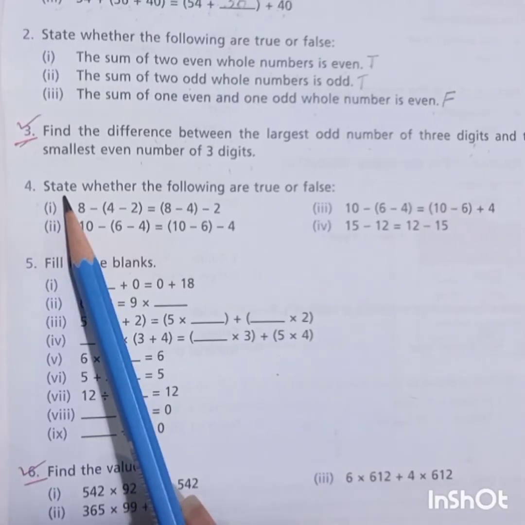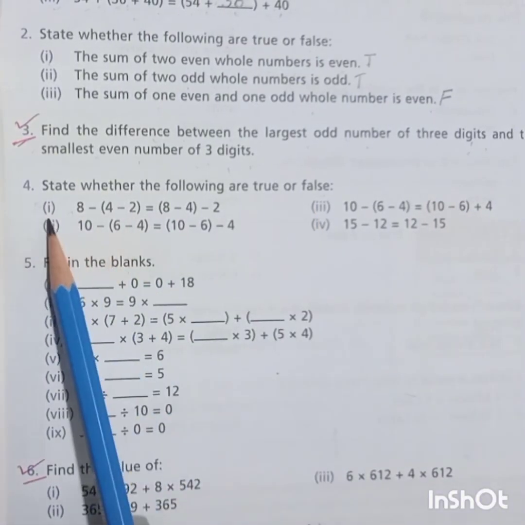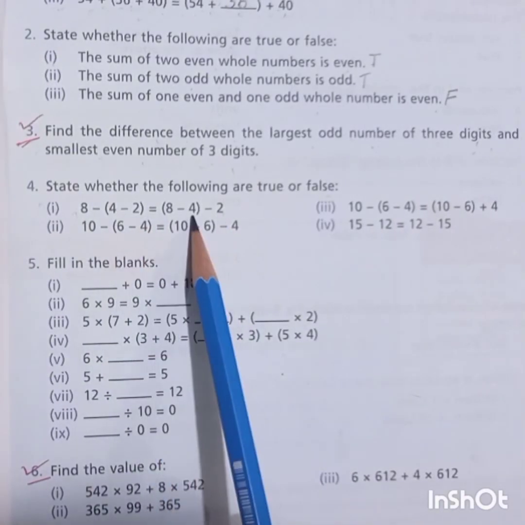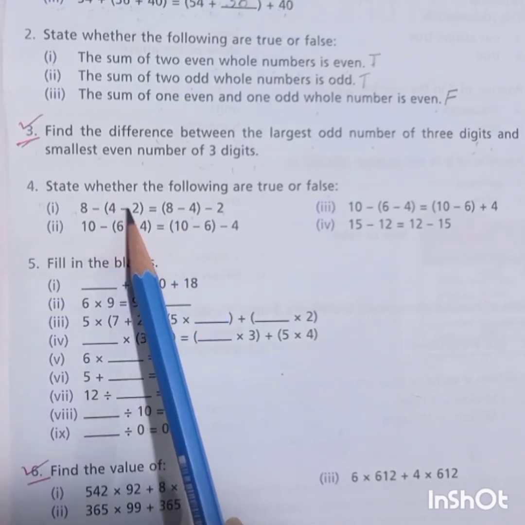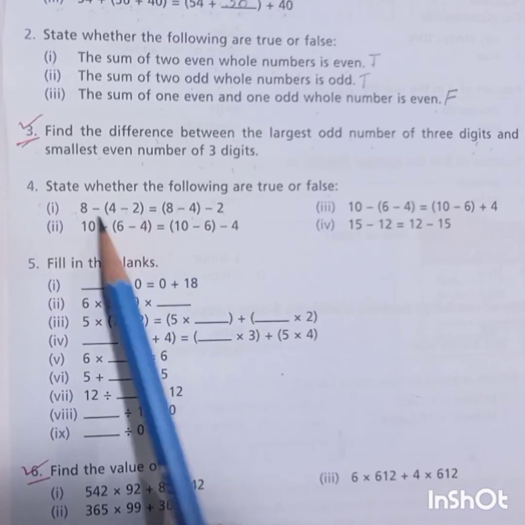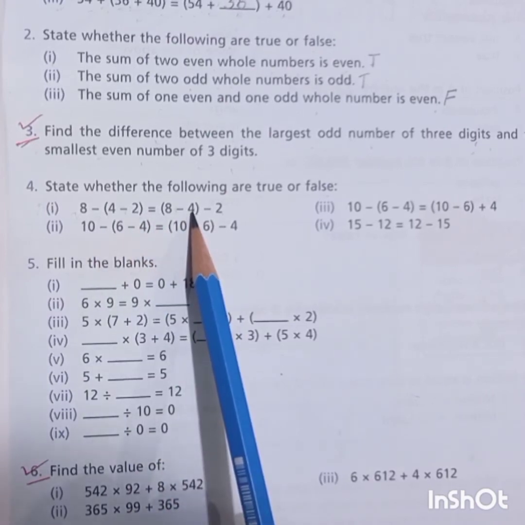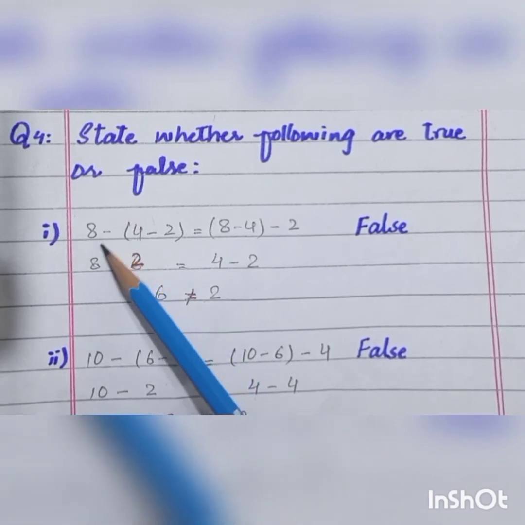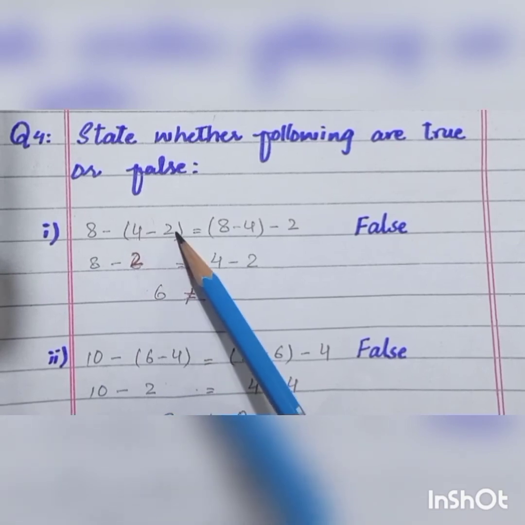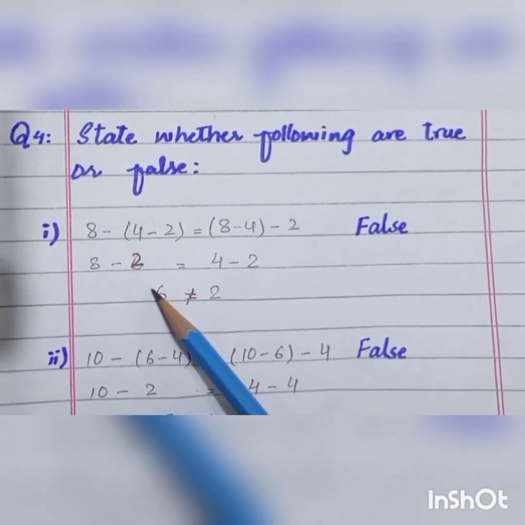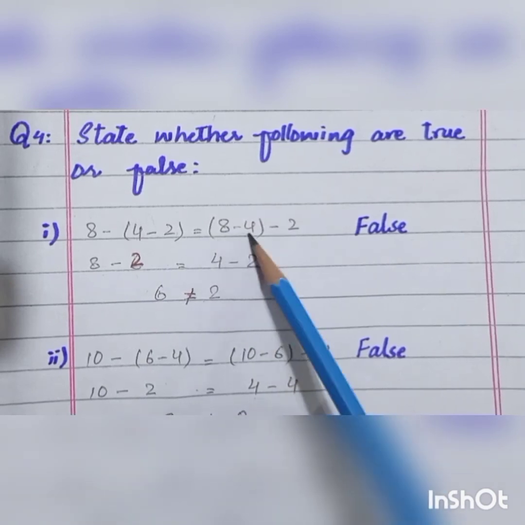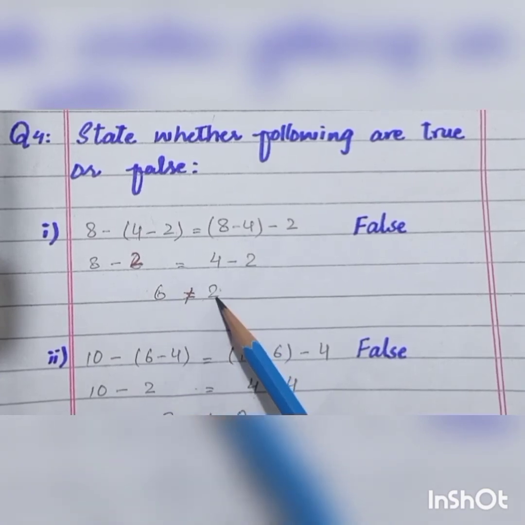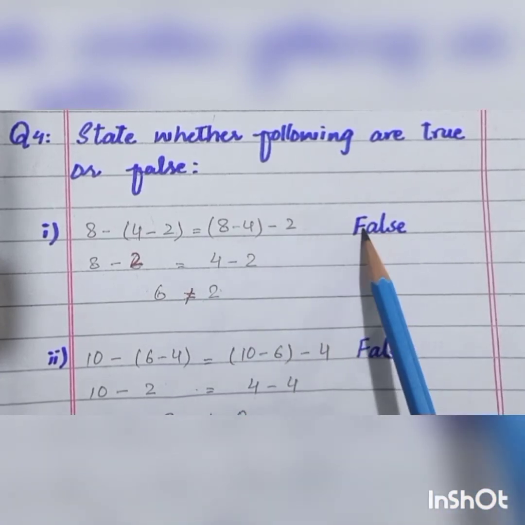Now move towards question number 4, that is, state whether the following are true or false. Part number 1 is 8 minus (4 minus 2) is equal to (8 minus 4) minus 2. Their brackets are changed and the elements in the brackets are also changed because the grouping on the left hand side and right hand side is changed. So let's solve, and then we will clearly understand whether the statement is true or false. Students, we can see here 8 minus (4 minus 2), the result is 2, and then 8 minus 2 is equal to 6. On the right hand side, 8 minus 4 is equal to 4 and minus 2 as it is. 4 minus 2 is equal to 2, and we can see that 6 does not equal 2. So this statement is false.